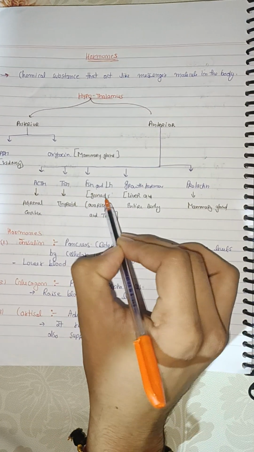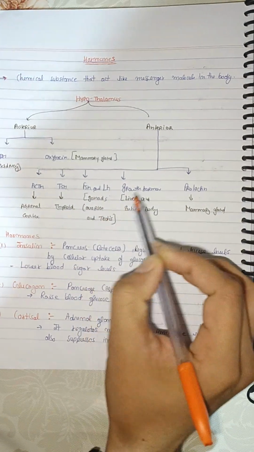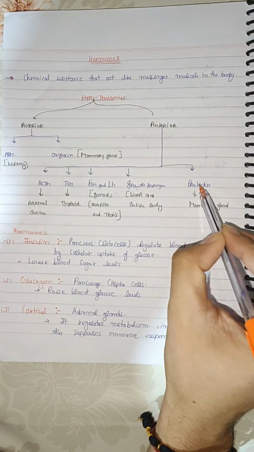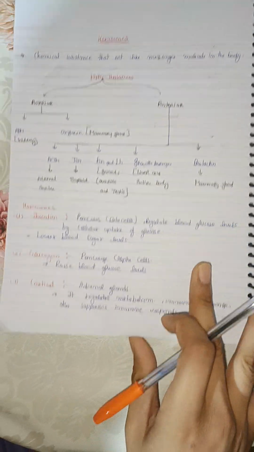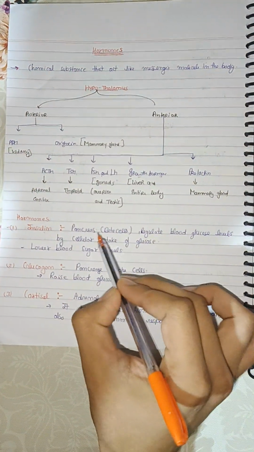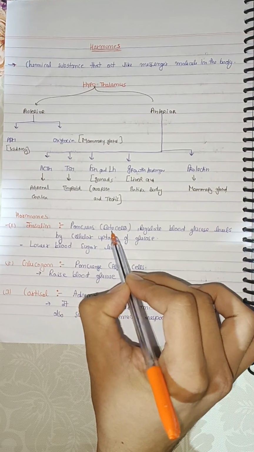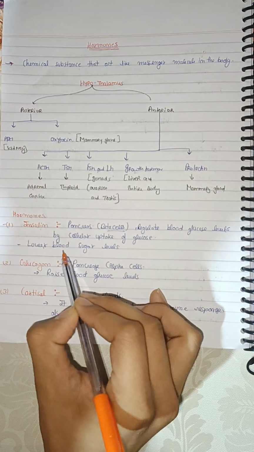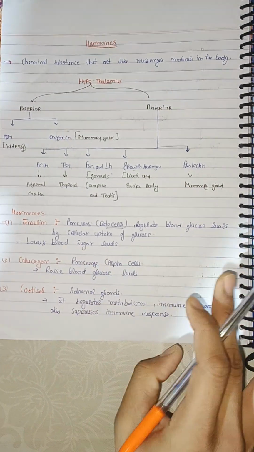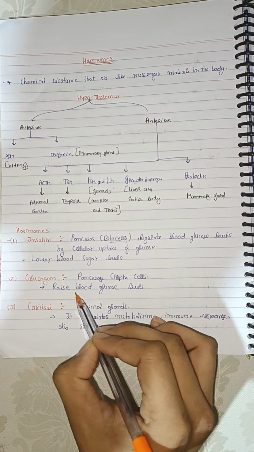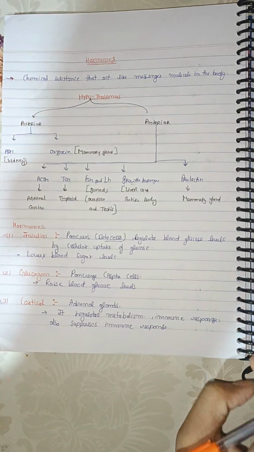FSH and LH act on the gonads, ovaries and testes. Growth hormone acts on the liver and the entire body. Prolactin mainly works on the mammary glands. Now the hormones. Insulin is released from the beta cells of the pancreas and regulates blood glucose levels by cellular uptake of glucose, lowering our blood sugar levels. The second one is glucagon. It is released from the alpha cells of the pancreas and raises blood glucose level. It increases our blood glucose level.